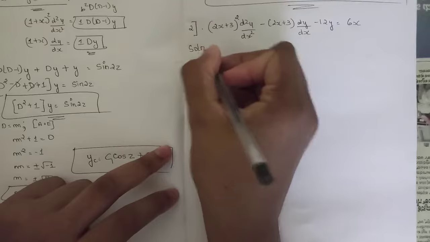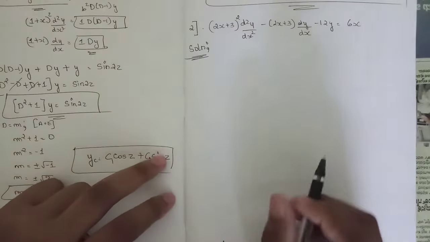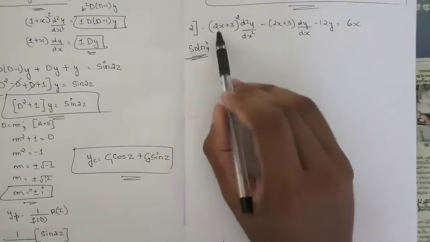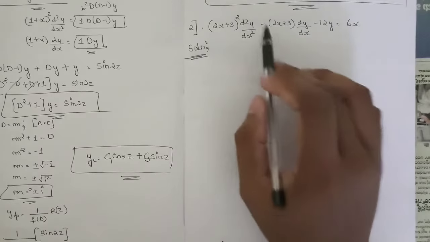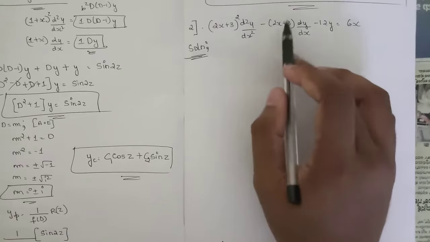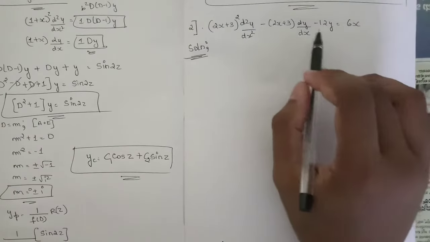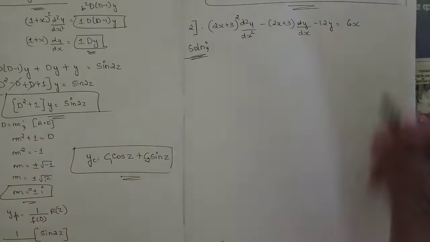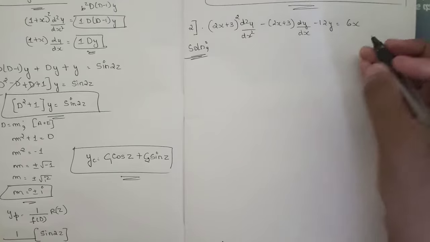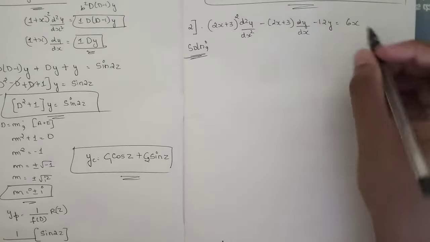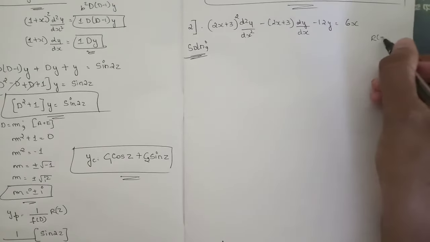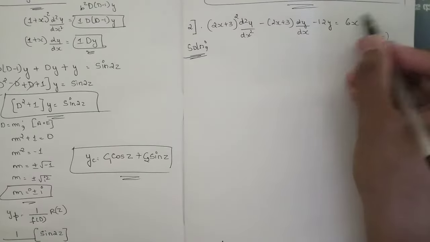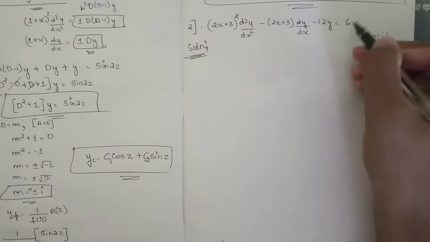So this is your next question. The question given is (2x + 3)² d²y/dx² − (2x + 3) dy/dx − 12y = 6x. Here in the r(x) term we have only 6x, but we need to replace r(x) by r(z). For that we need to replace the value of x, since we have only an x term.